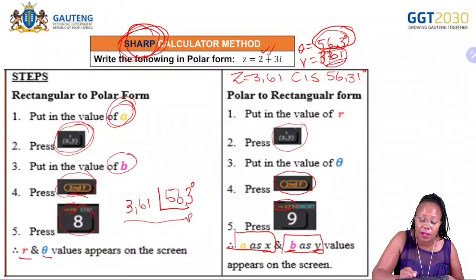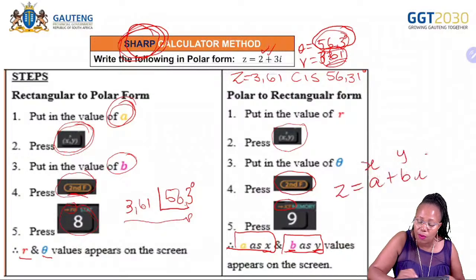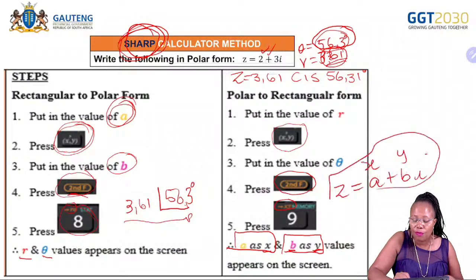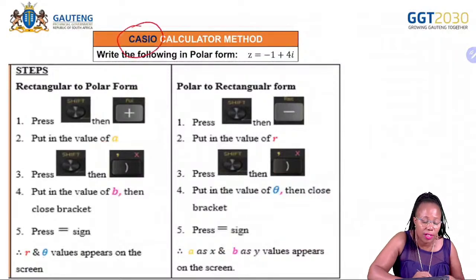So you take them and represent them in your original Z equal to A plus Bi. Remember, X is for A and the Y is for B. That is how you move from polar to rectangular form using your calculator. The same applies with the Casio calculator.